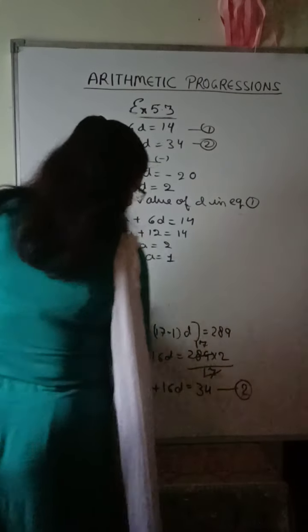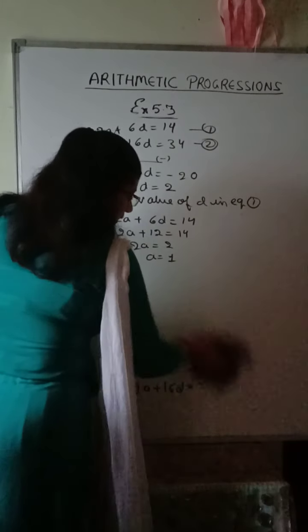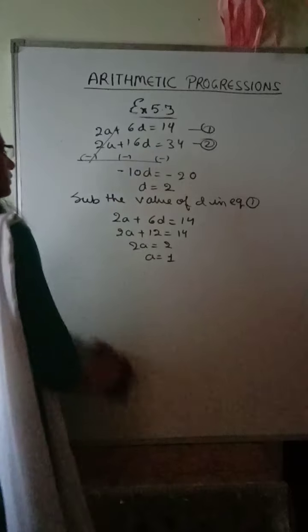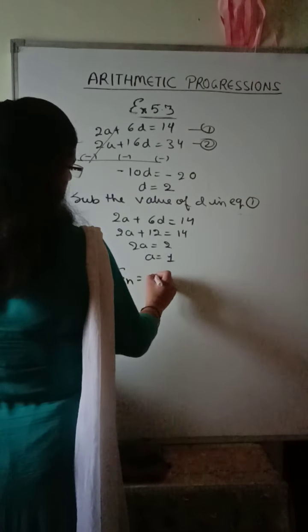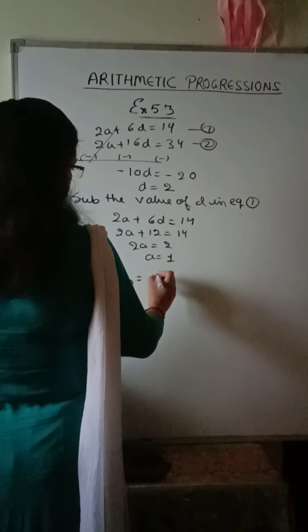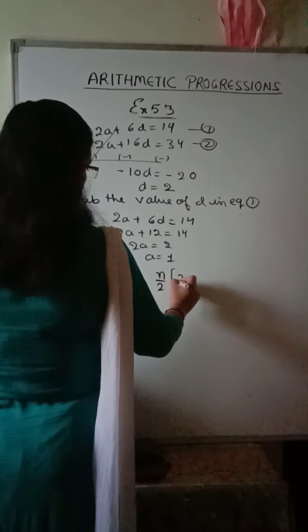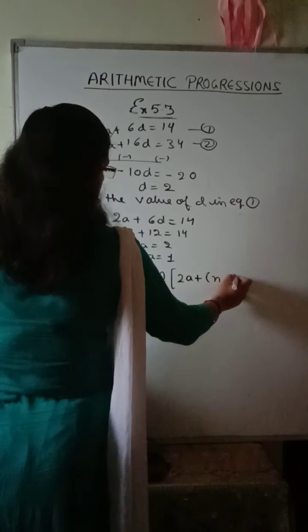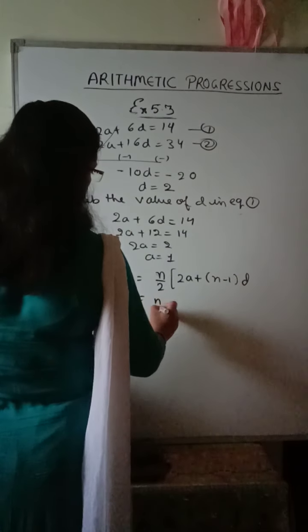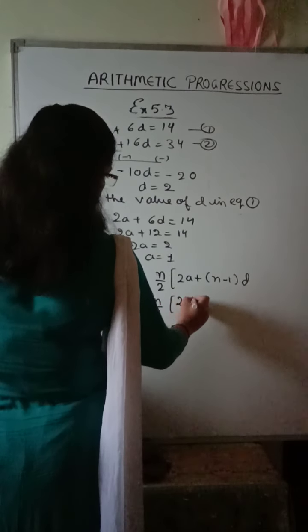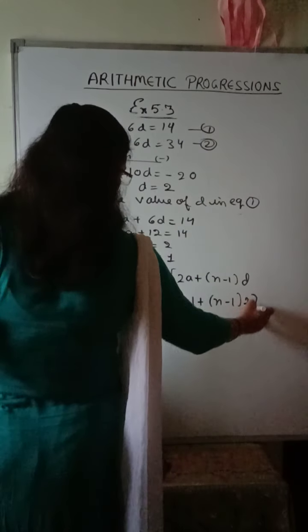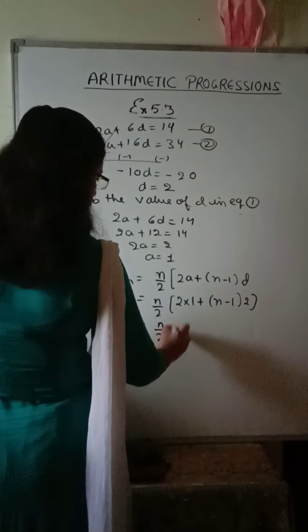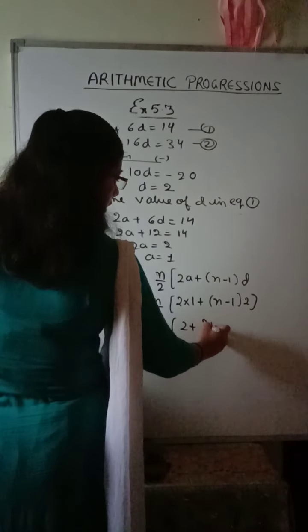Now what we have to find? We have to find the sum of n terms. ठीक है. So the sum of n terms equals n by 2 times (2a plus (n minus 1) into d). So n we don't know. 2 into a, a की वैल्यू 1 है, प्लस n minus 1, n हमें पता नहीं है. d की वैल्यू 2 है. ओके. So n by 2, (2 plus 2n minus 2).